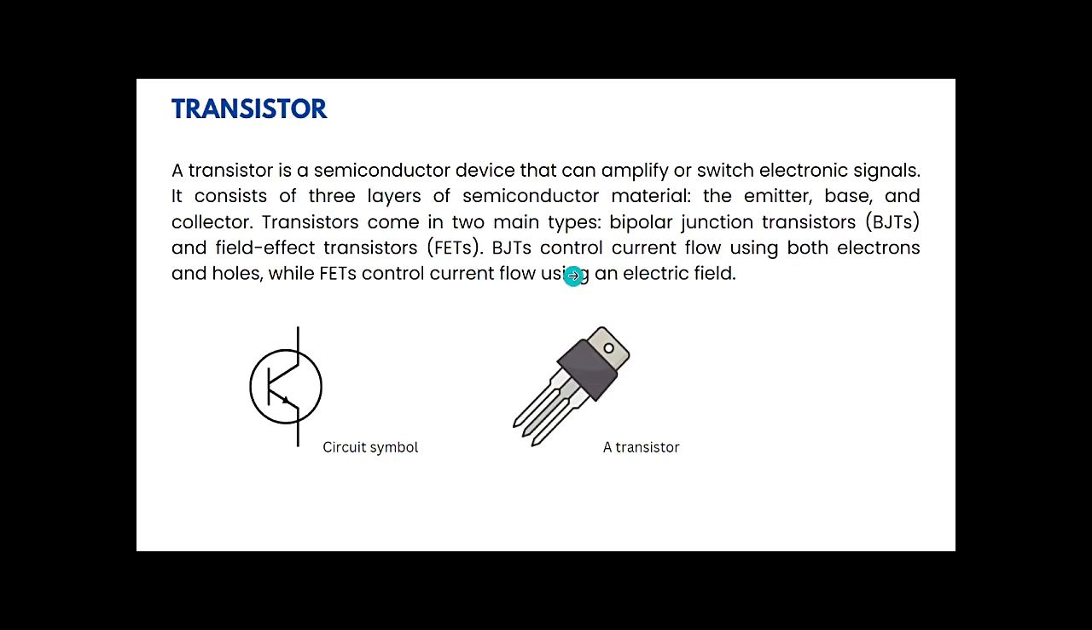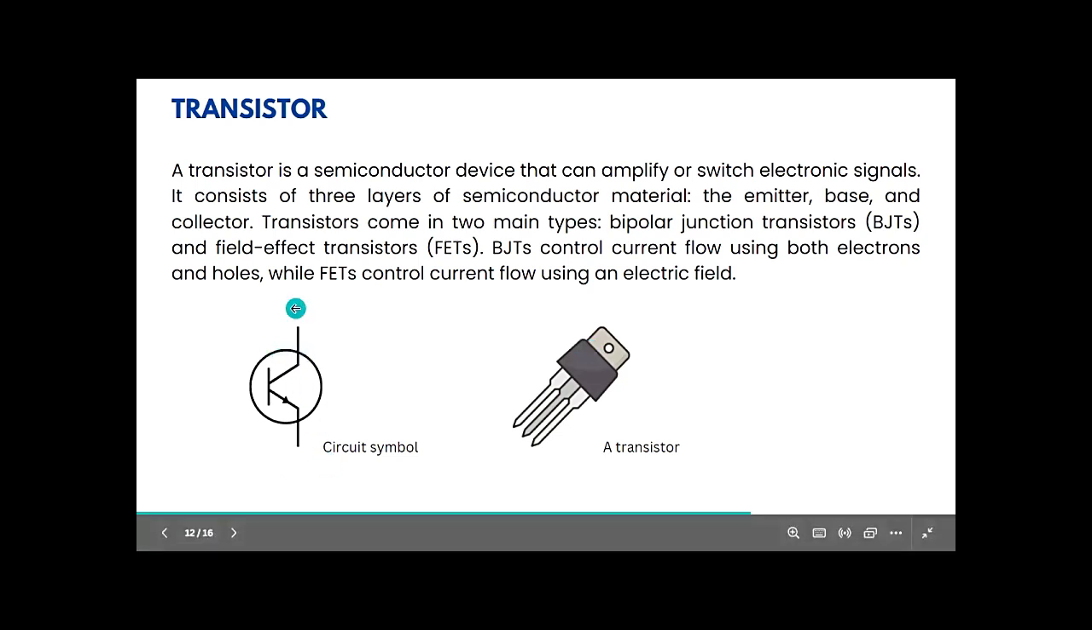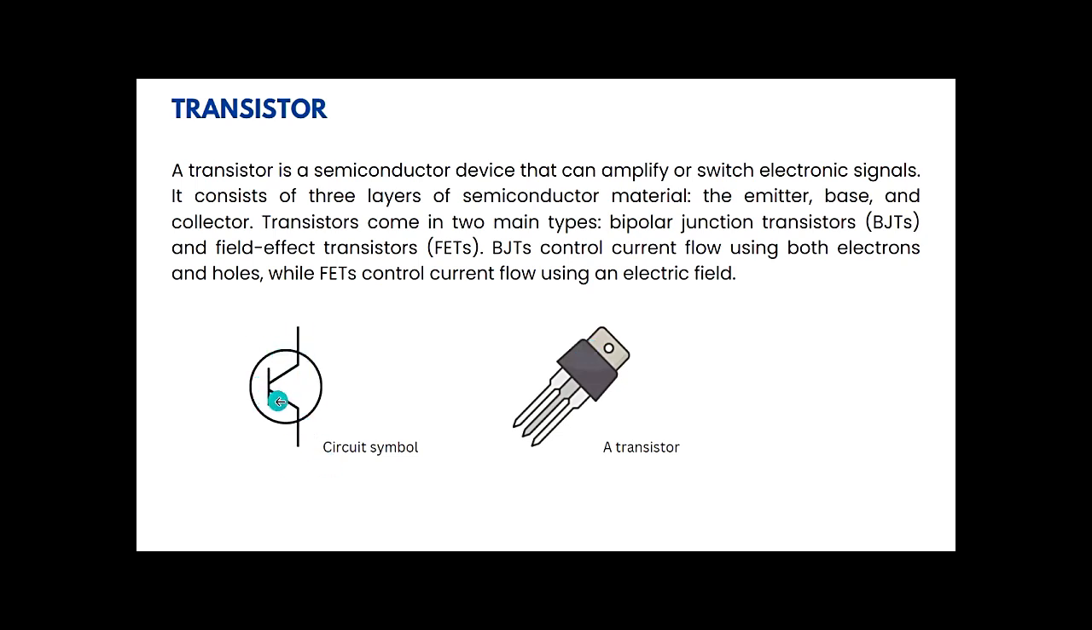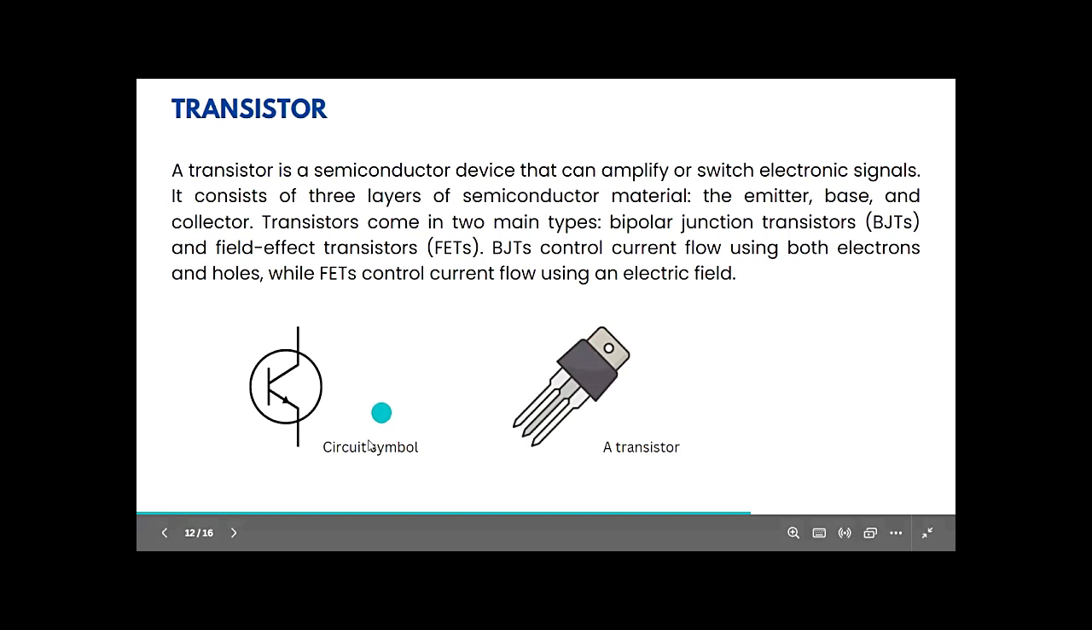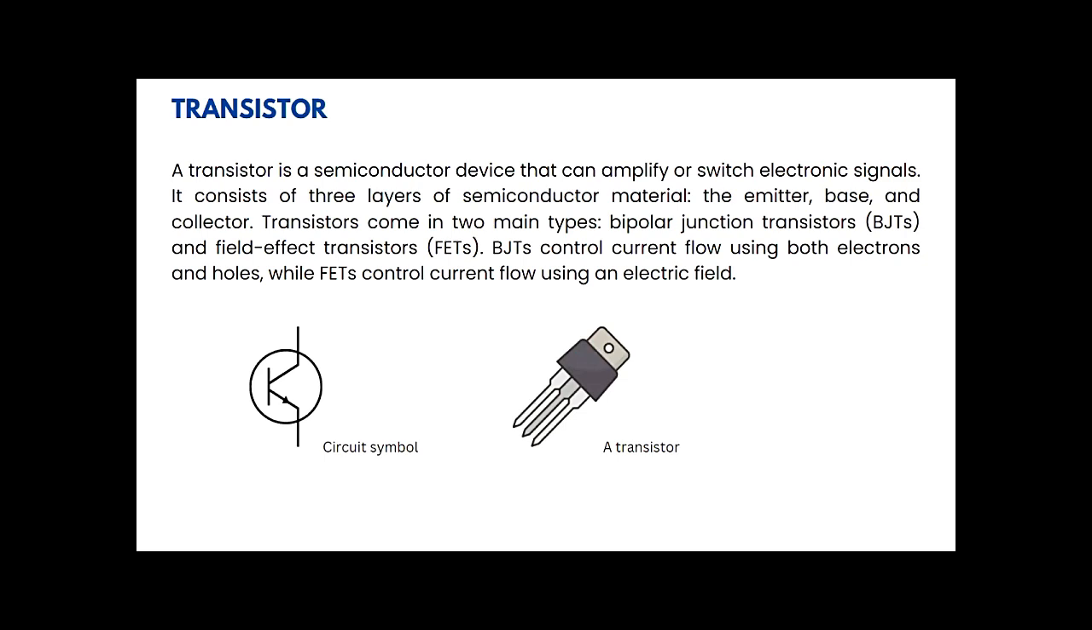So for a BJT transistor, they control current flow using both electrons and holes. So we have the P and the N, the electrons and the holes. Transistors have a principle of operation whereby electrons move from the valence band to the conduction band, and this flow of current is provided by the energy source. Without the energy source, there won't be a flow of current from the valence band to the conduction band.